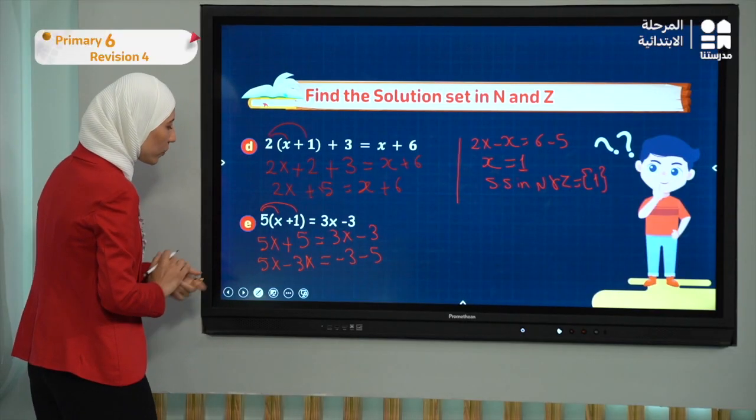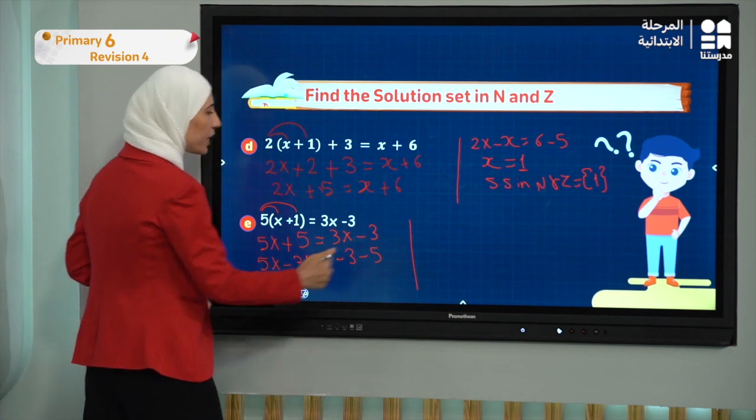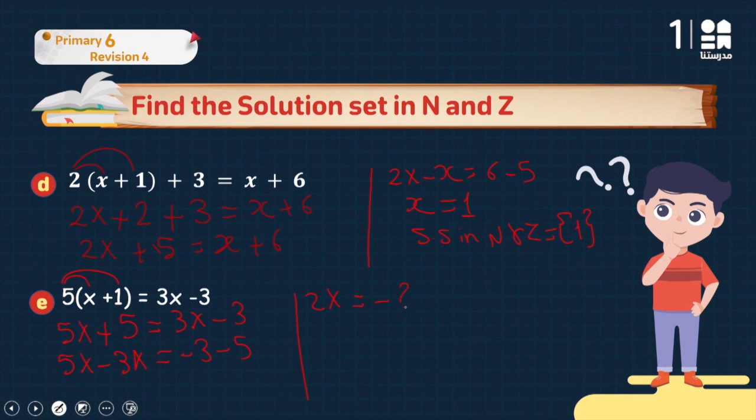So it will be 5x minus 3x, which equals 5 minus 3, gives me 2x equal negative 8, because negative 3 minus 5 gives me negative 8. So I'm going to divide by 2 for both sides. So x gives me negative 4. Now, for negative 4, I'm supposed to find the solution set of x in N and in Z. In N, I say solution set in N equal phi.